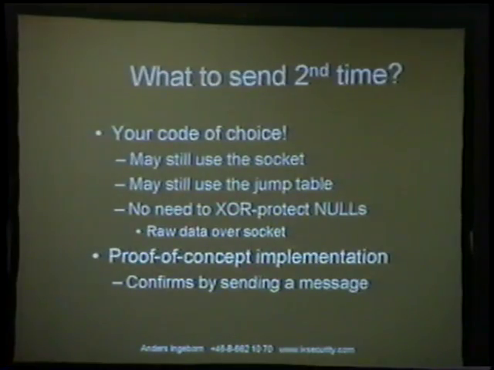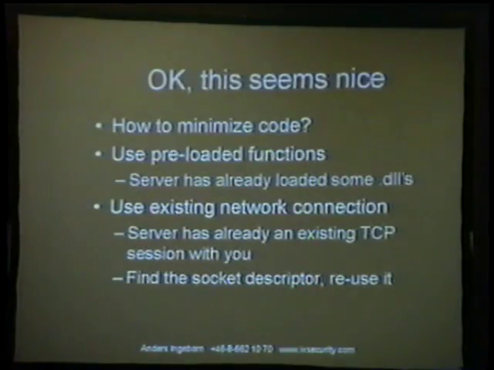What the attacker wants to send the second time could be anything. Moreover, the attacker does not need to bother with XOR protection of null bytes the second time, because he's sending raw data over the socket, and the XOR protection is for string copy. In the proof of concept implementation that I have given you, the second payload only confirms its success by sending a small message back to the client. It's not doing any really fancy shell stuff, but it proves the concept. So this seems nice, I hope.